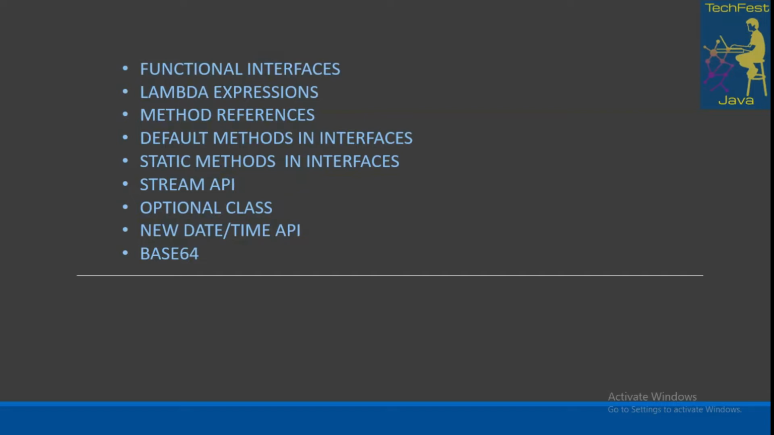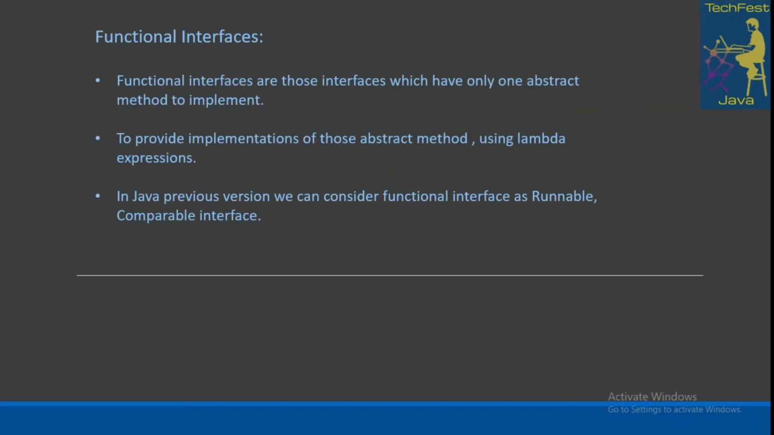As we all know, the most important Java 8 feature introduced is functional programming. In Java 8, they have introduced functional programming with the use of functional interfaces. So what is a functional interface? Functional interfaces are those interfaces which have only one abstract method to implement. Those interfaces are defined with @FunctionalInterface, or even if you are not using @FunctionalInterface, as long as the interface has only one abstract method to implement, we can mark it as a functional interface.